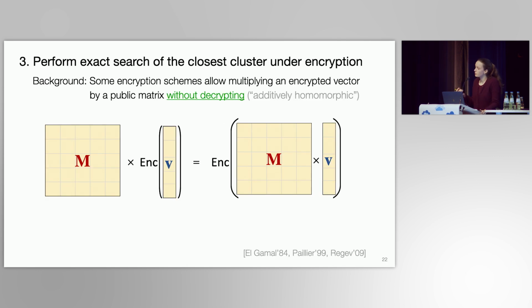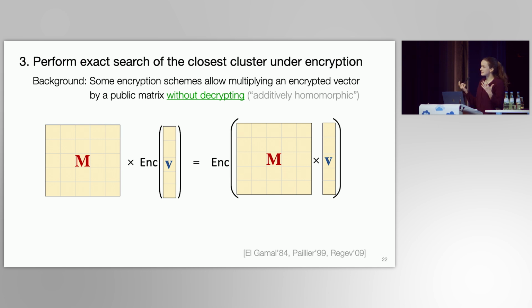Okay, and so the way we're going to perform this search is using encryption. And in particular, here we need an encryption scheme that's additively homomorphic, which really just means that if we have some encrypted vector and some public, so non-encrypted matrix M, we can compute the product of M times the encrypted vector, and this is going to give us the encryption of the product of M times the vector.